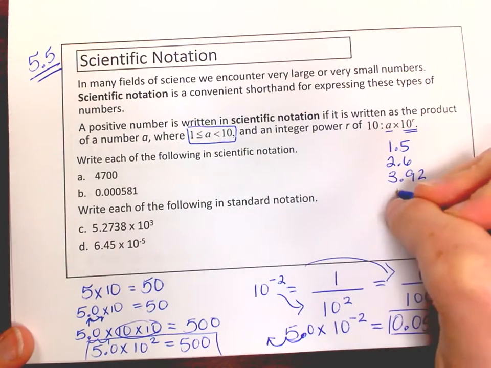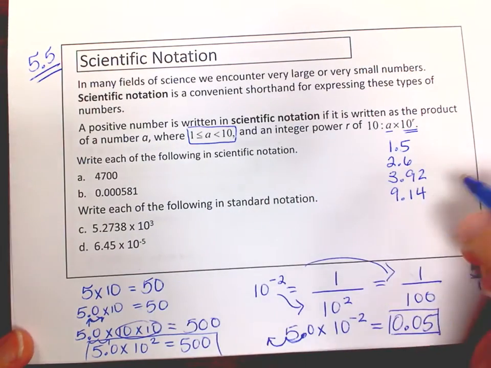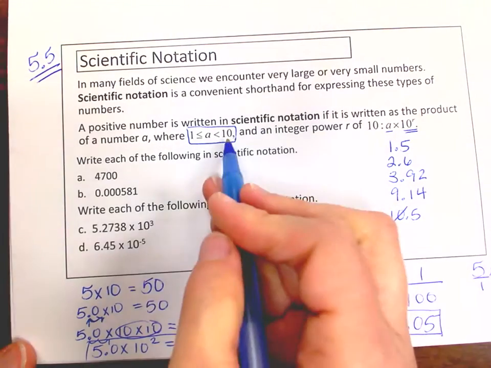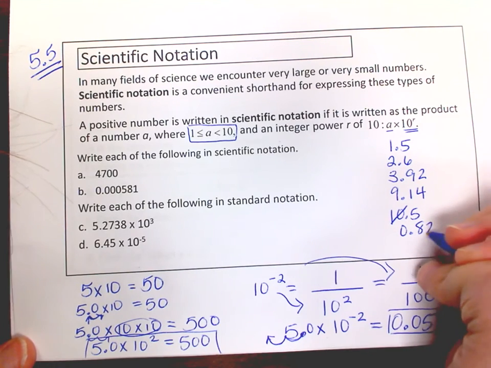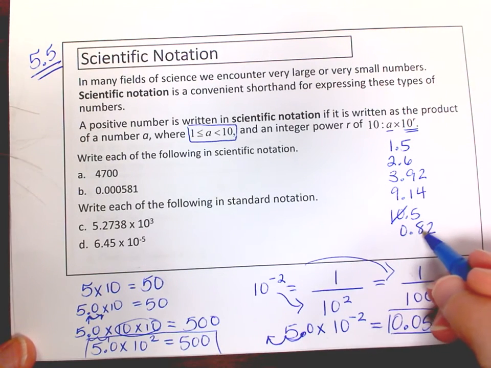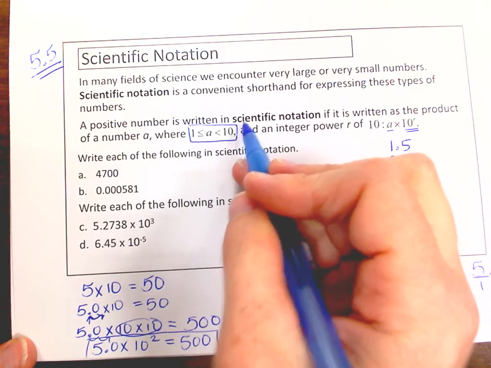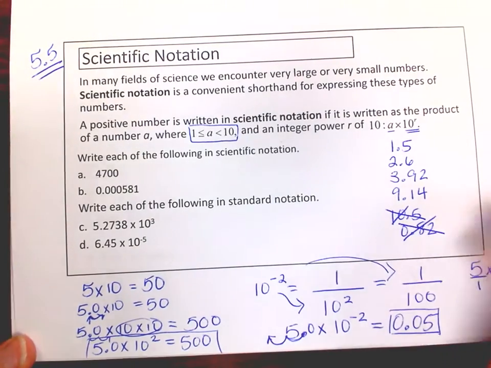3.92, 9.14. These are all examples of numbers that can fit for those A values, but you cannot use things like 10.5 because this number 10 is not less than 10. You cannot use things like 0.82 because that is less than 1. And remember, we have to have numbers that are greater than or equal to 1 but less than 10. Okay, so these don't work.